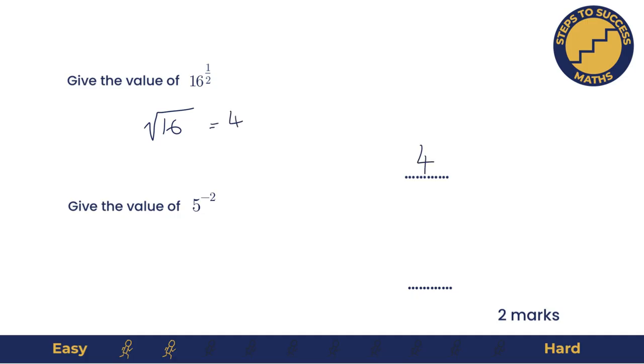Give the value of 5 to the negative 2. So remember, the negative part tells us it's a reciprocal, so it's going to be 1/5 and then squared. We need to square both parts of the fraction. So 1 over 5 squared, which is 1 over 25.